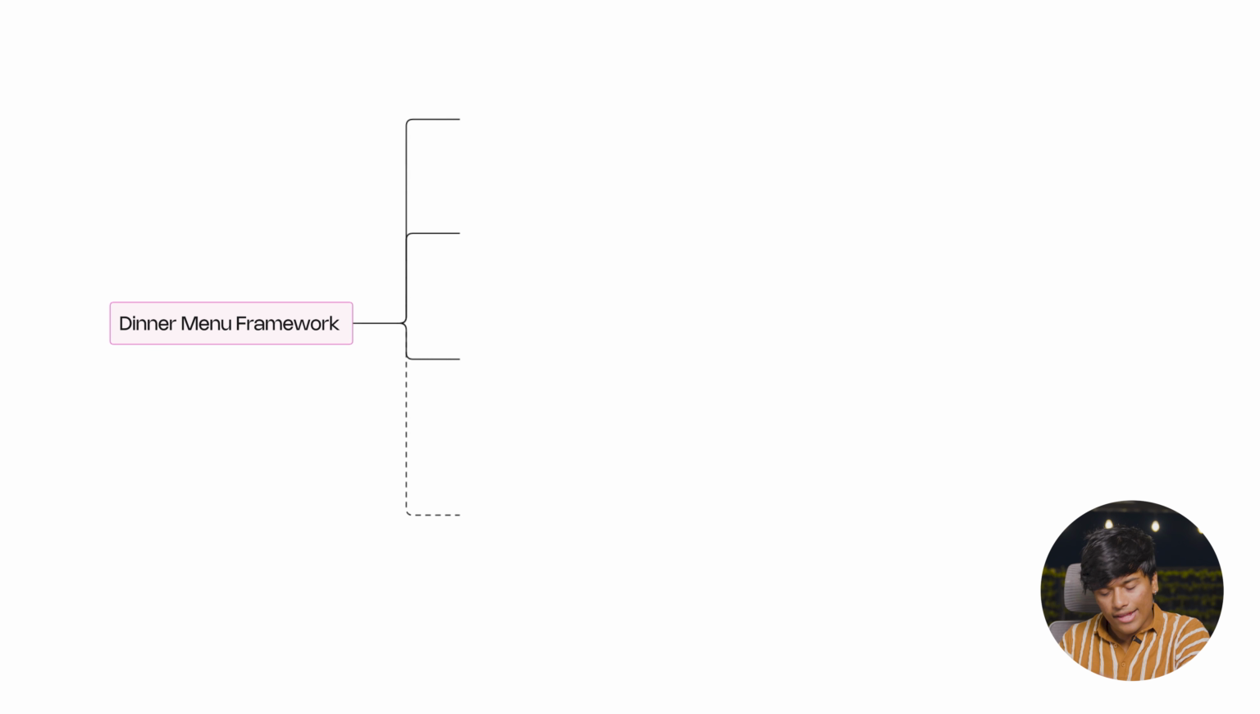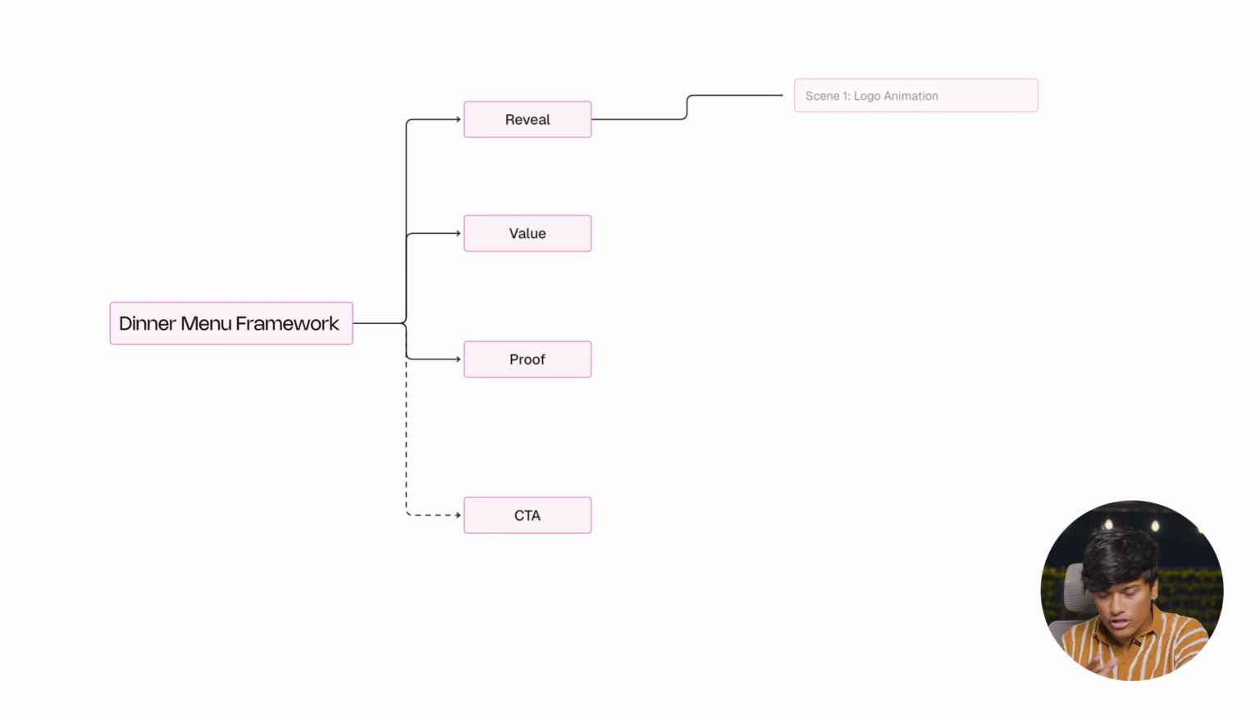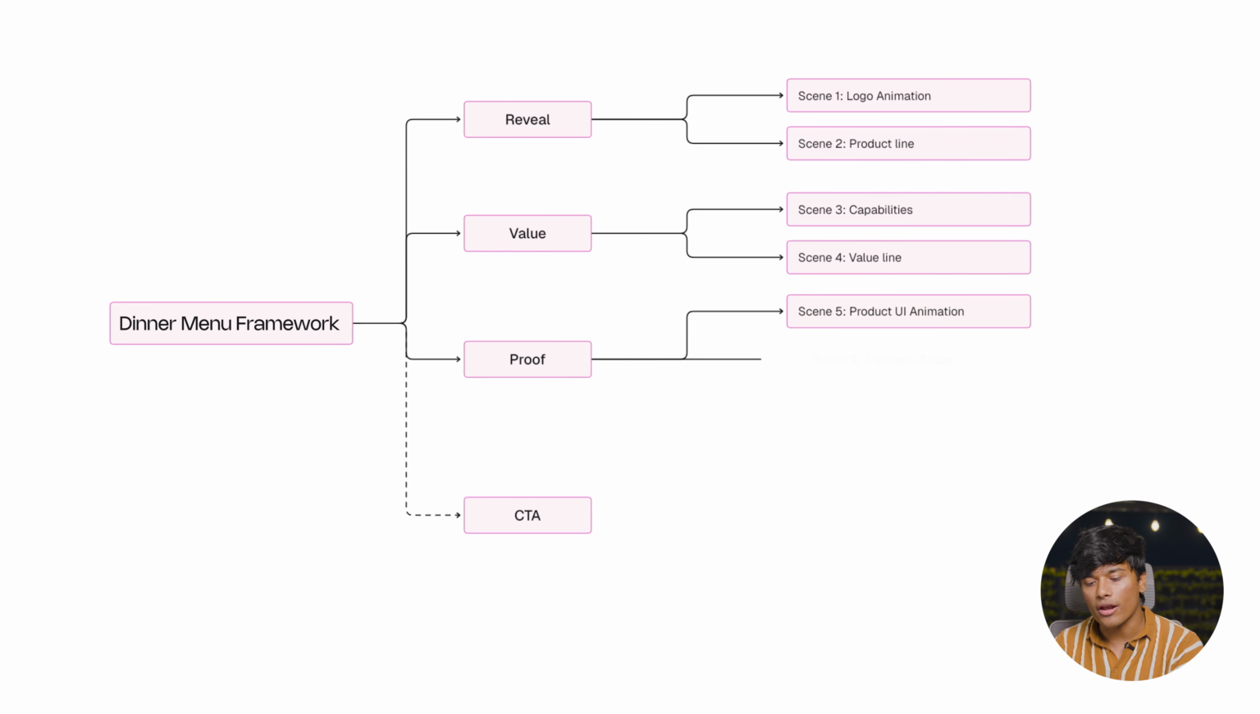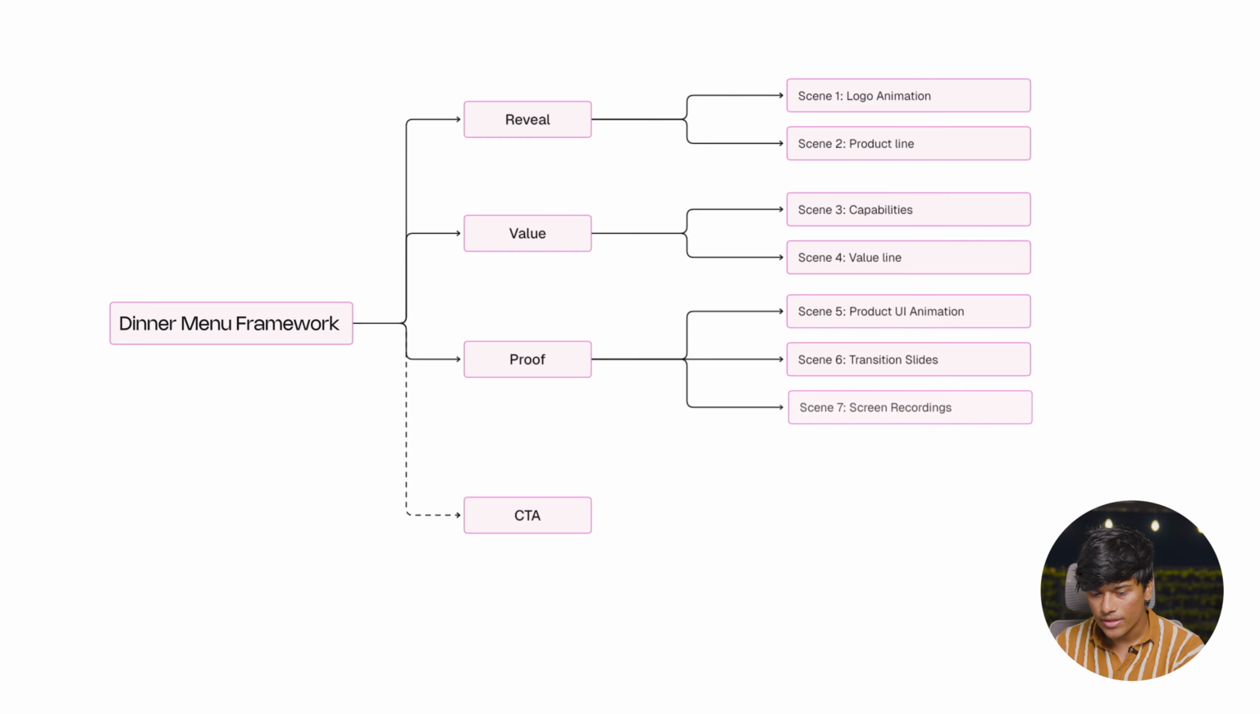Each scene here refers to the frame we'll be crafting in our video. So, our reveal splits into the introduction logo animation and a product line. The product line is our core here. Then, value splits into scene 3 and 4. Capabilities and value line. We'll support our capabilities with simple icon animations like Notion does, and follow it up with the value proposal of this launch in one line. To convey proof, we'll animate our product's UI and use screen recordings. Between these demos, we'll use neat slides to transition into the next scene for maintaining context.